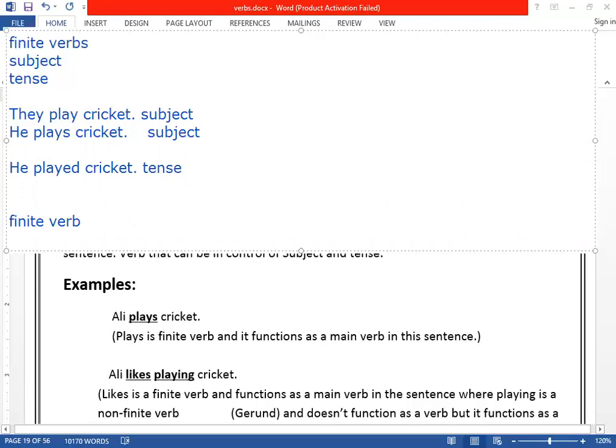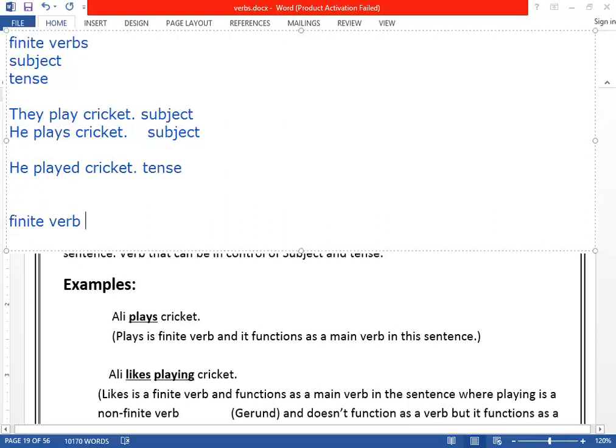We call it a finite verb. So finite words are those words in a sentence. When a verb functions as a verb in a sentence, that is called a finite word. Because a verb has different functions. A verb does not only function as a verb always. A verb can function as a noun, as an adjective, or as an adverb. If you have a verb in a sentence, how can you identify it? If it functions as a verb in a sentence, that is a finite verb.